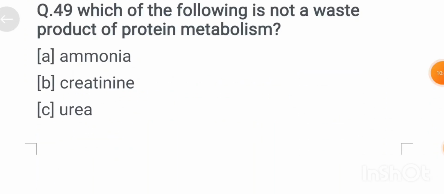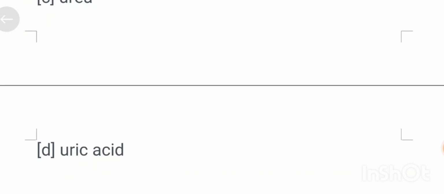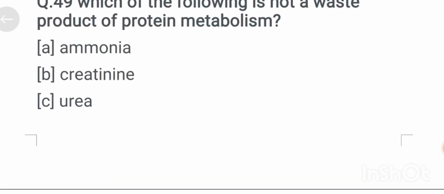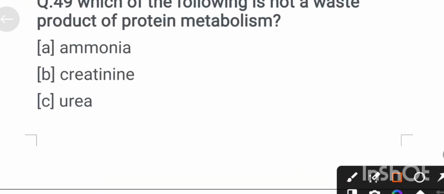Which of the following is not a waste product of protein metabolism? Option A, ammonia. Option B, creatinine. Option C, urea. Option D, uric acid. Correct answer is option B, creatinine.